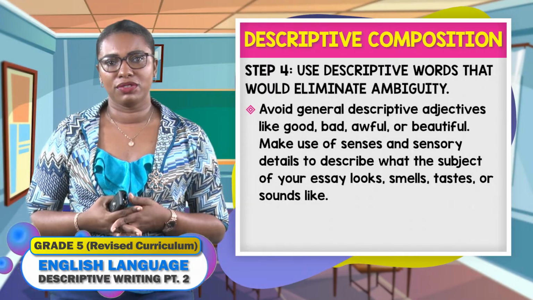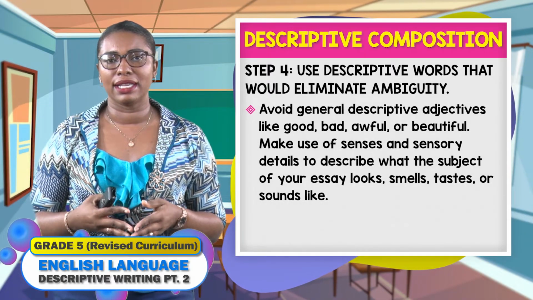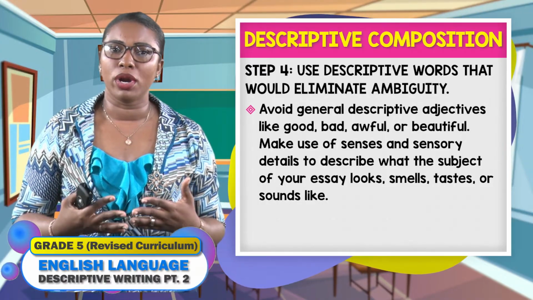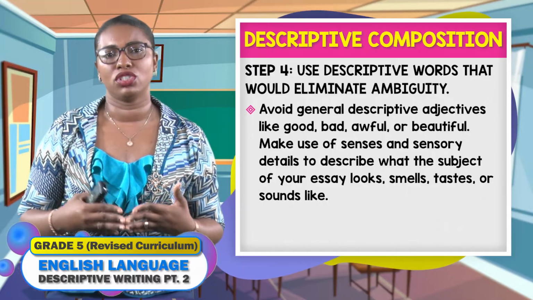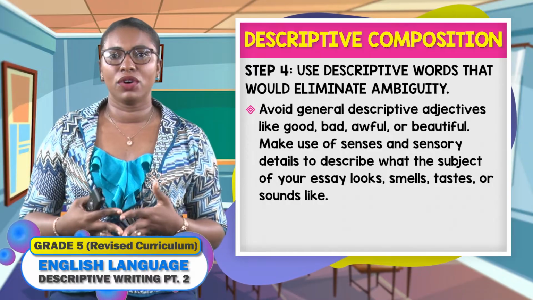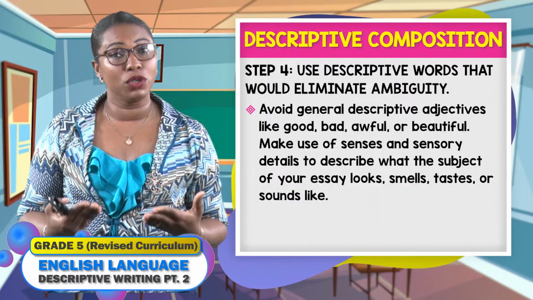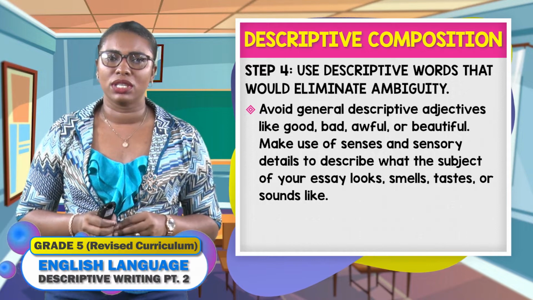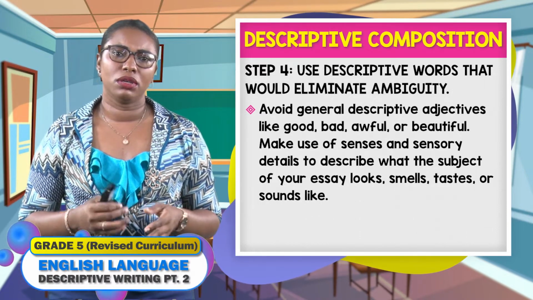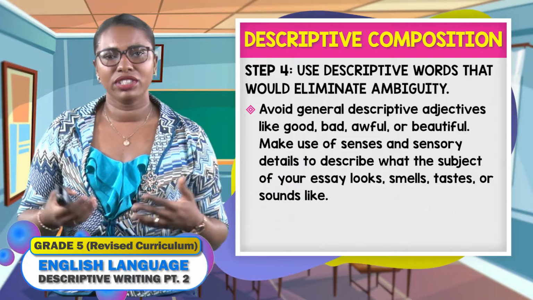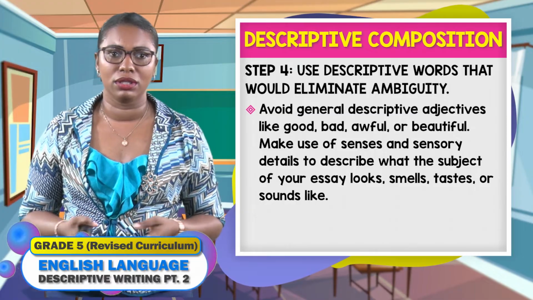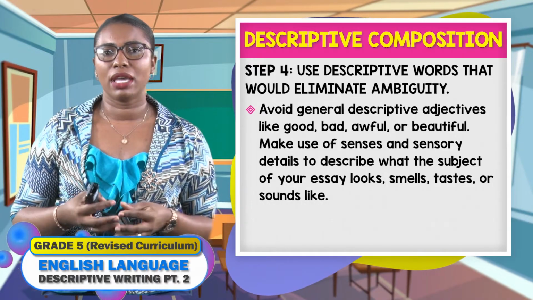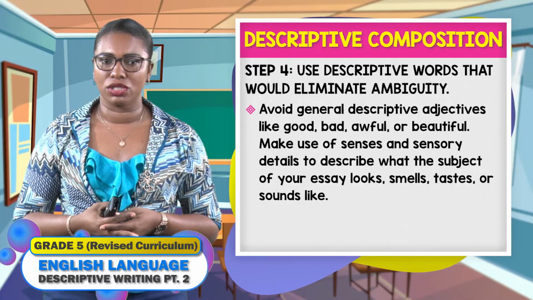The use of descriptive words. You would remember that I said language must be precise. You must use direct words depending on what your composition is based on. This avoids ambiguity or confusion in the mind of the reader. So you want to try to avoid using adjectives such as good, bad, awful, or just the plain old beautiful or ugly. Make use of words that appeal to your senses and describe the subject of your composition.